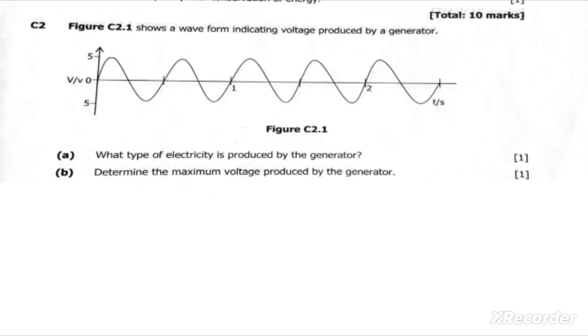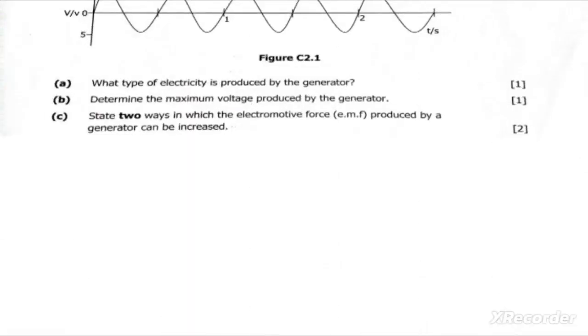We move to B. Determine the maximum voltage produced by the generator. So we have seen that the maximum is 5 volts. We move to C.